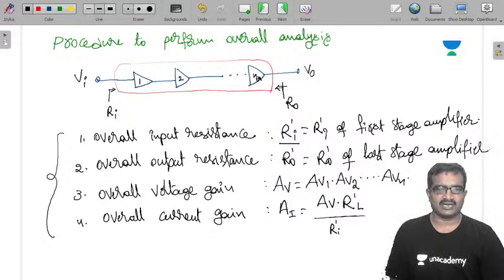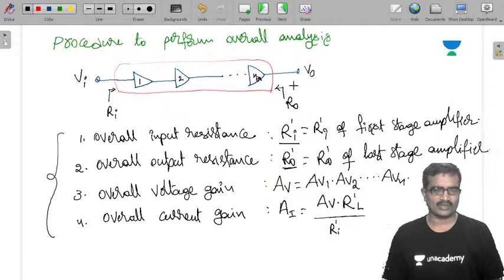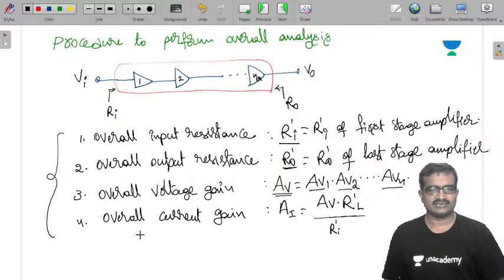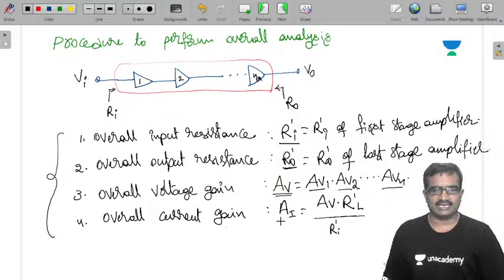After that, Ro, overall output resistance. Ro dash is the Ro dash of the last stage amplifier, that is the last stage amplifier's output impedance. And after that, overall voltage gain. So overall voltage gain AV is simply the multiplication of individual voltage gains, AV1, AV2, up to AVN. After that, overall current gain. See, overall current gain we are calculating like this. Simply current gain is voltage gain.